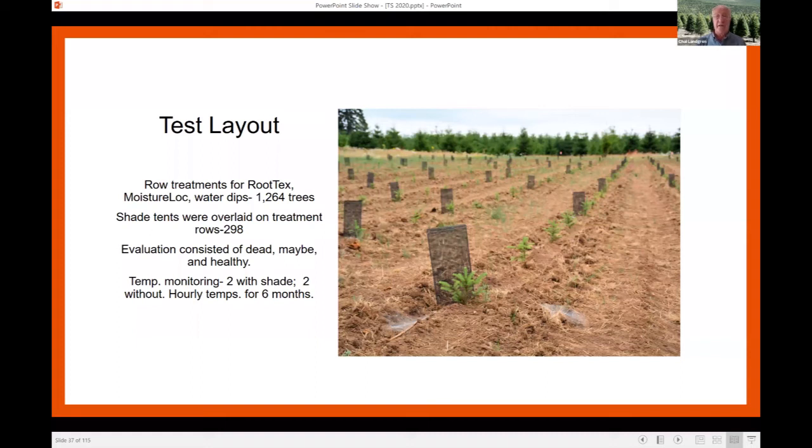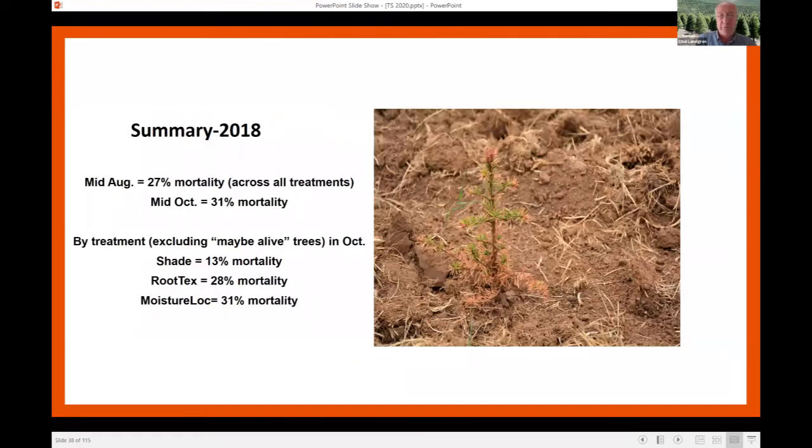So that's what the plantation looked like once we got it established, fairly soon after the trees were planted and before a lot of the weeds had grown up. But there was also weed control from the grower. So, summary: in mid-August, we had about 27% mortality across all treatments.